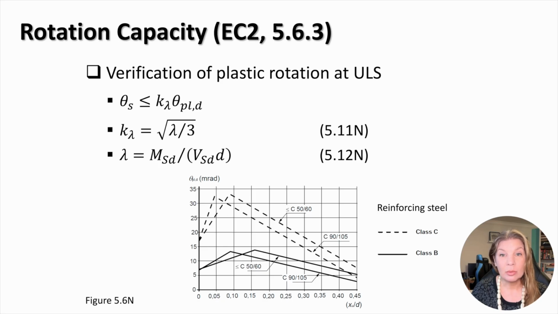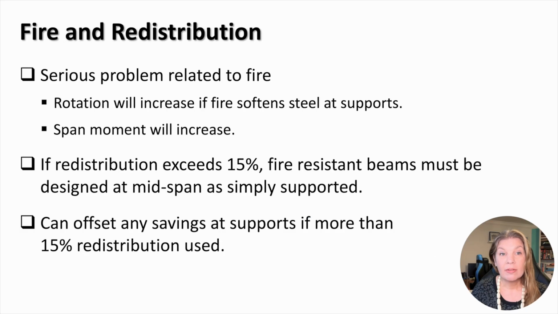The basic value of allowable rotation, theta PLD, depends on the reinforcement type, concrete strength, and the x to d ratio. Fire can soften reinforcing steel at supports, which leads to the increase of rotation at hinges at supports and the increase of span moments. If redistribution exceeds 15%, fire-resistant beams must be designed at midspan as simply supported. This can offset any reinforcement-related savings at supports.